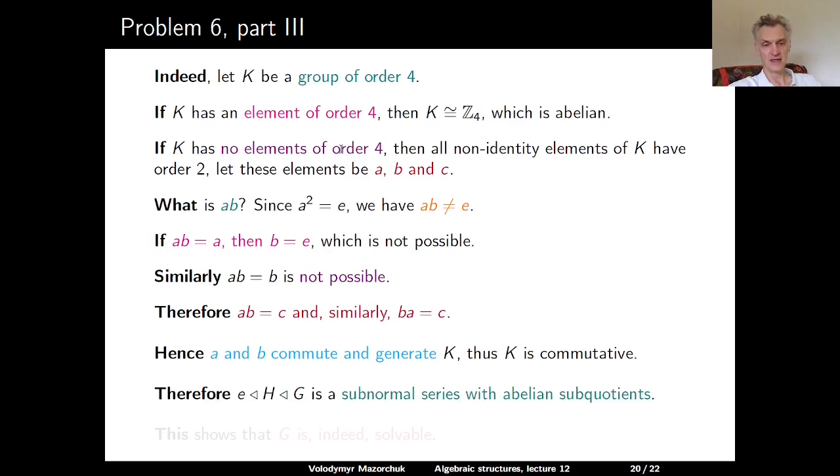Therefore, identity inside H inside G is a subnormal series with abelian subquotients. H is abelian and the quotient of G modulo H is abelian. And this shows that G is indeed a solvable group.